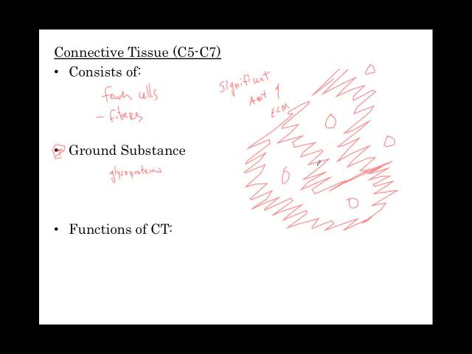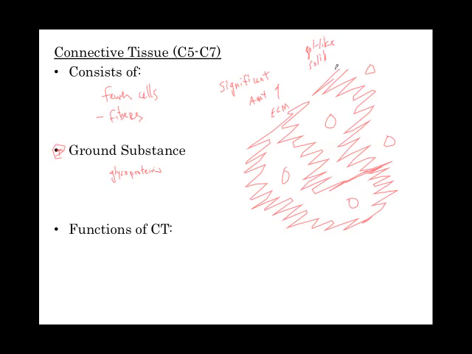There's a lot of space between the cells that's filled with extracellular matrix and ground substance. In certain types of connective tissue, that ground substance, that extracellular matrix, can be very gel-like, and in others, it can be solid. For example, bone, that extracellular matrix and ground substance is solid. It's made of fibers and calcium salts, along with some organic molecules as well.